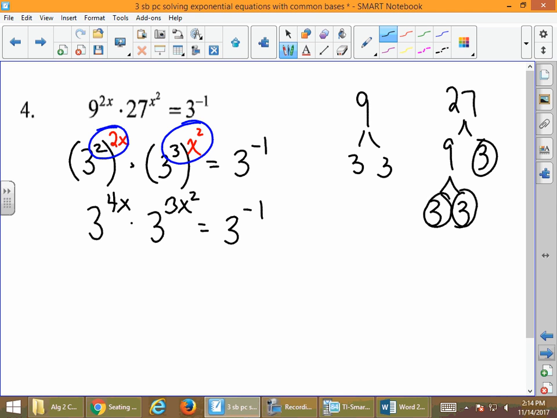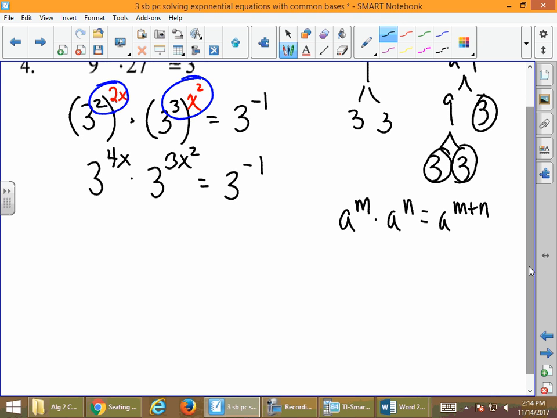And still, we need to think about our exponent rules. We're multiplying 2 values together that have common bases. Well, what do we do to the exponents when we multiply? Remember, a to the m times a to the n? We need to add the exponents.